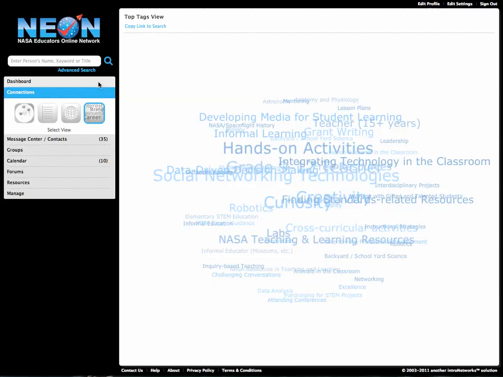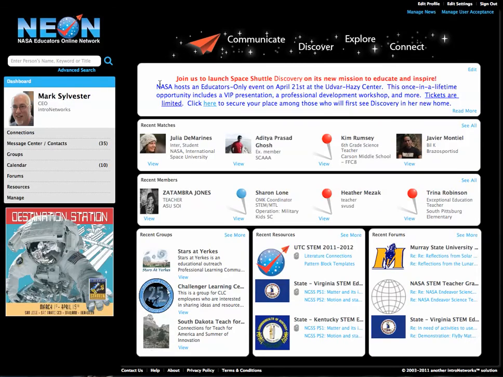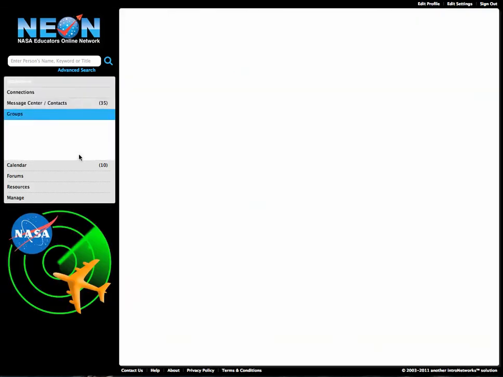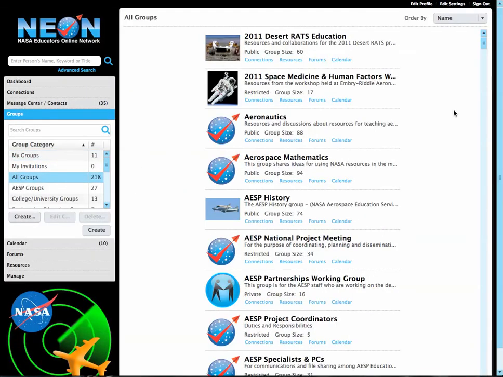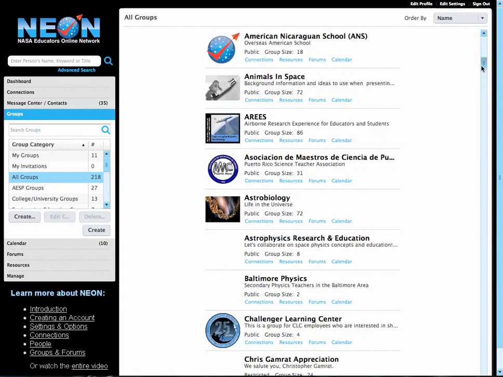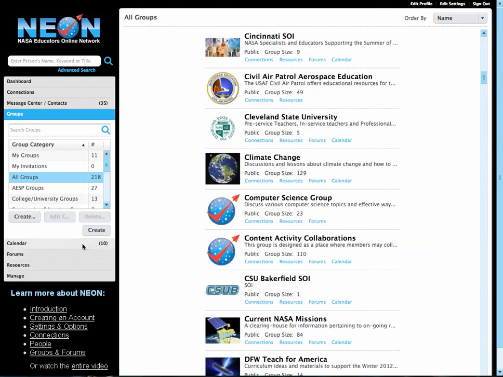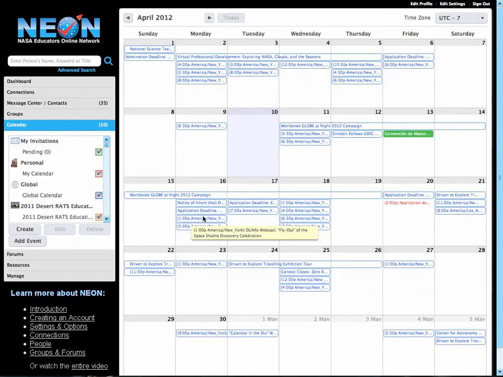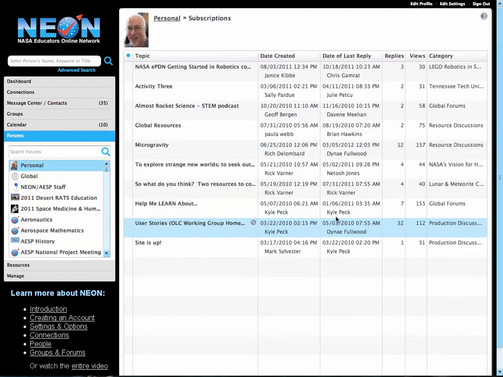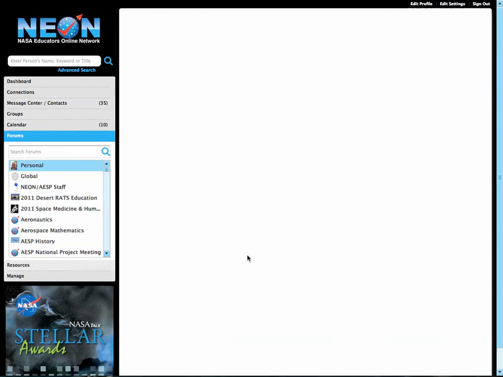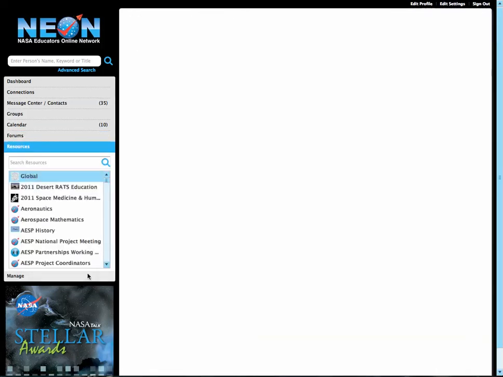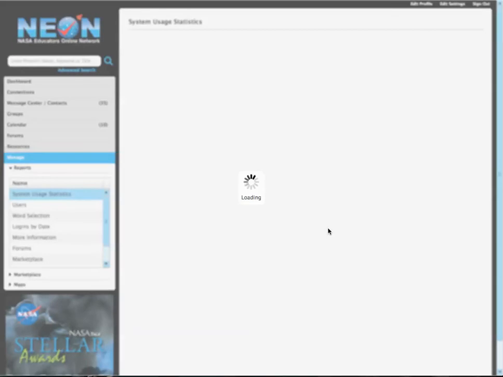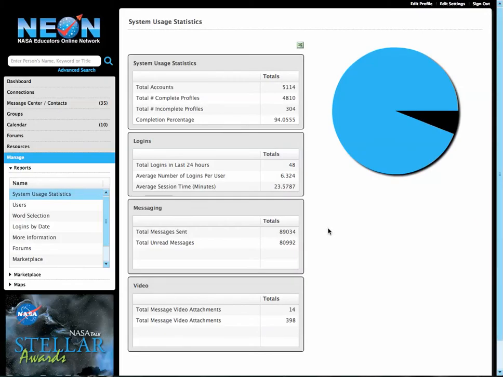The network also allows everyone to participate in ad hoc groups or in groups that have been set up by the organization. Here you can see there's over 218 different groups that have been set up in hundreds of different areas. There's also calendars that allow people to work and collaborate, have meetings together. There are forums, which are discussion groups where people weigh in on specific topics, whether at the group level or the overall level, and then resources where they can share content with one another. And then, of course, a back end where they can manage all the usage statistics and how people are logging into the system.